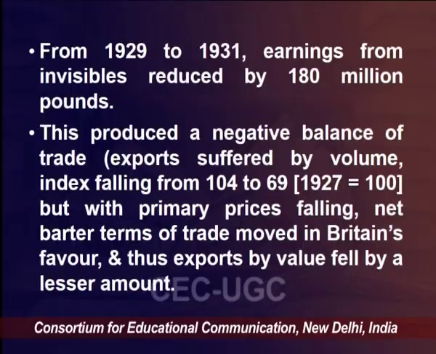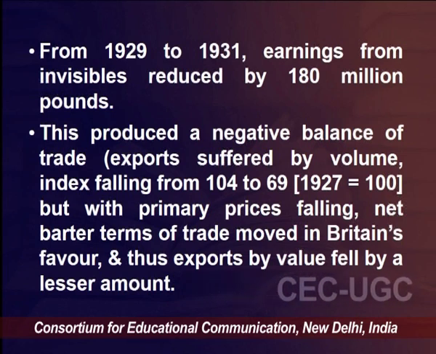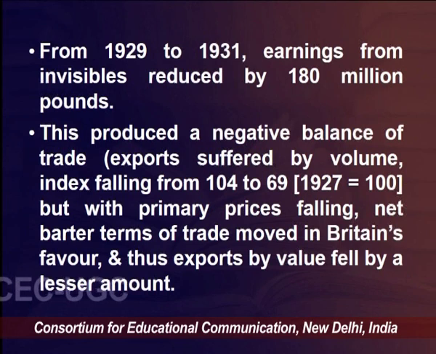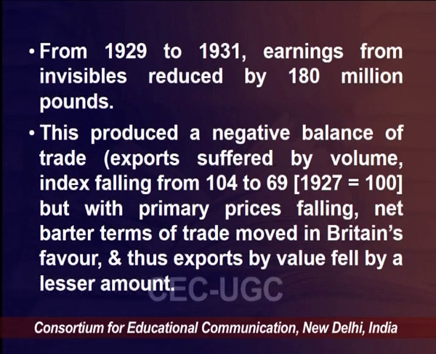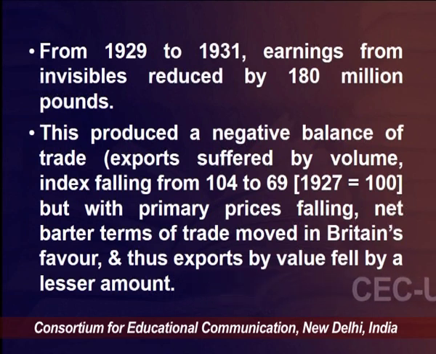We also see how the slump from 1929 onwards affected trade, and this in turn reduced the cushion in the British balance of payments invisibles. From 1929 to 1931, the earnings from invisibles reduced by 180 million pounds, which produced a negative balance of trade. Exports suffered, with the volume index falling from 104 to 69, but with primary prices falling, net barter terms of trade moved in Britain's favor, and thus exports by value fell by a lesser amount.